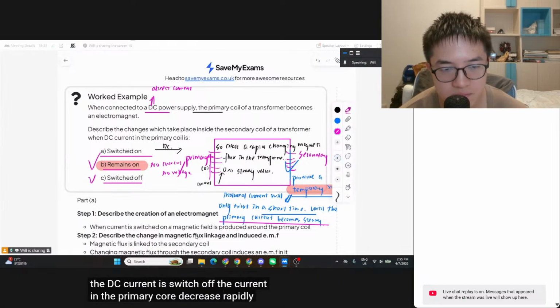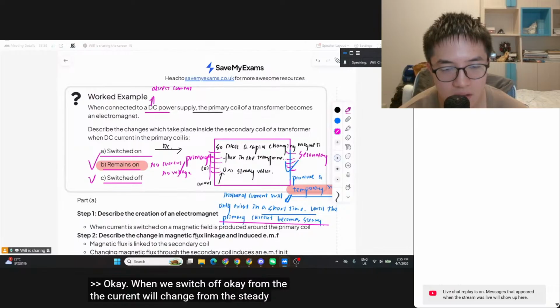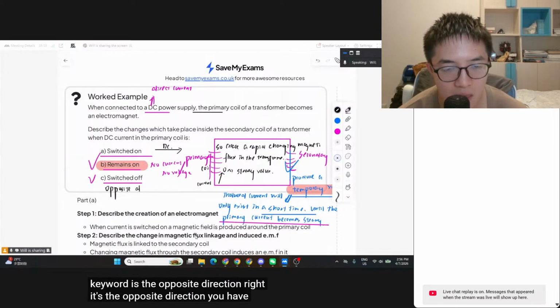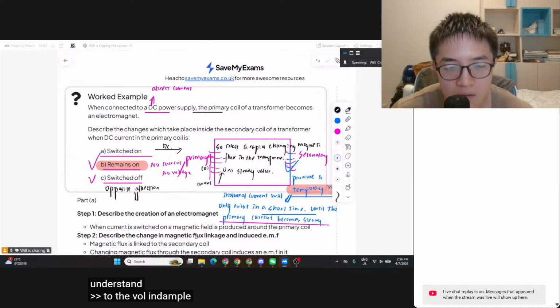So you refer to the DC current being switched off. The current in the primary coil decreases rapidly from the DC value to zero, right? This causes the magnetic flux in the coil to decrease rapidly. Again, by Faraday's law, this changing flux induces a temporary voltage and current in the secondary coil. But the keyword is the opposite direction, compared to the voltage induced when the current is switched on. Okay, no problem.